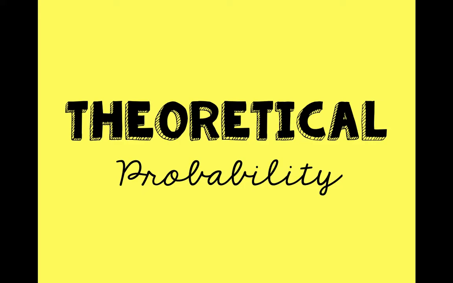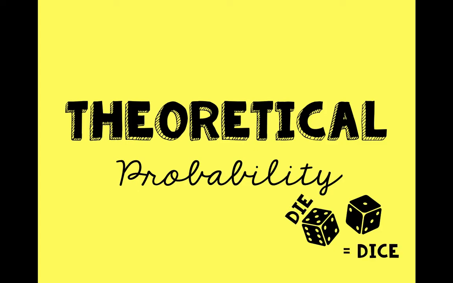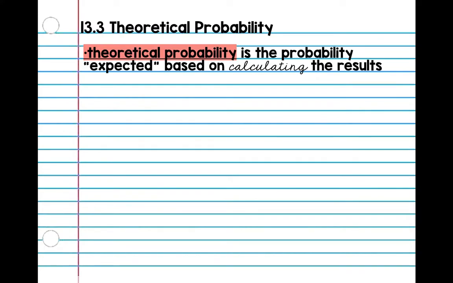Today we're going to be learning about theoretical probability. Okay, so again, when we're working with two dice, the first one, if it's singular, we say die, and the second one we say dice. Okay, so what is theoretical probability?